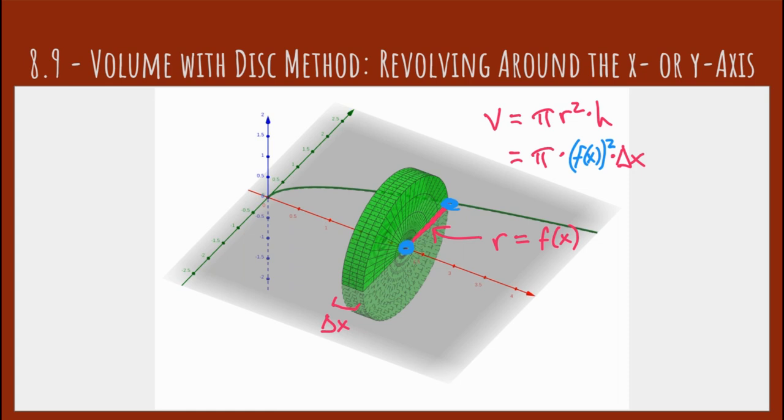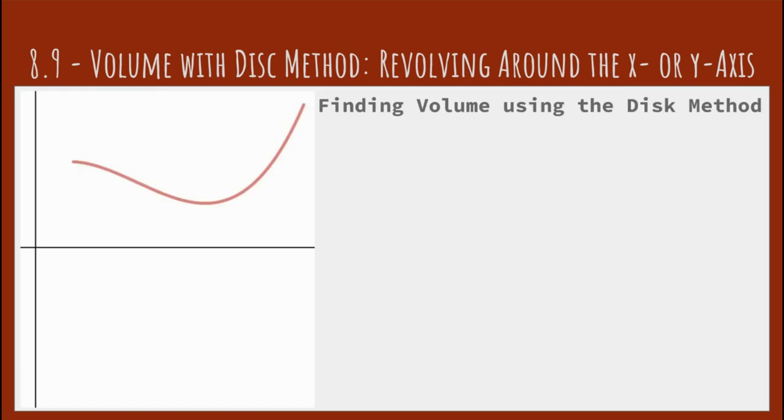So the volume of this particular cylinder is going to be given by pi times the function squared times delta x. Now, if you imagine what's going to happen if we add a bunch of these volumes together, we can get the volume of the whole thing.